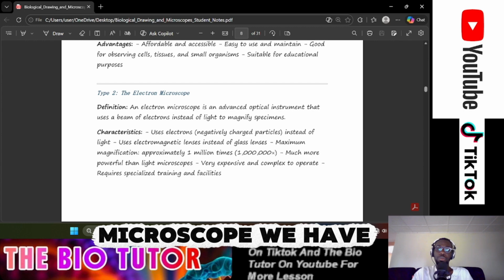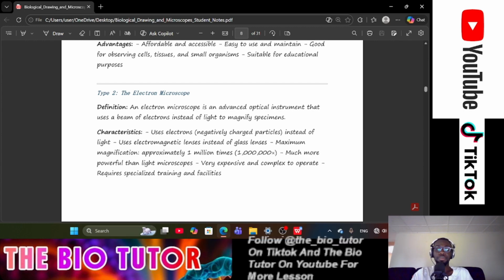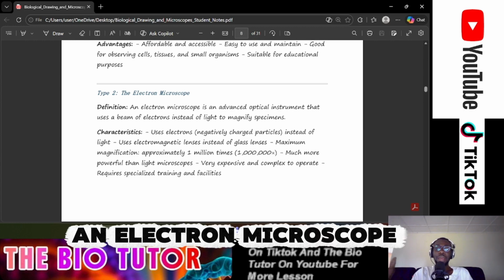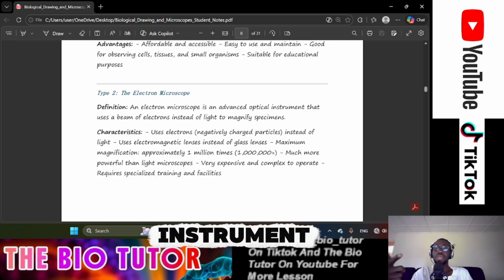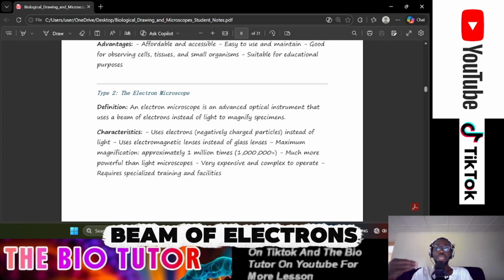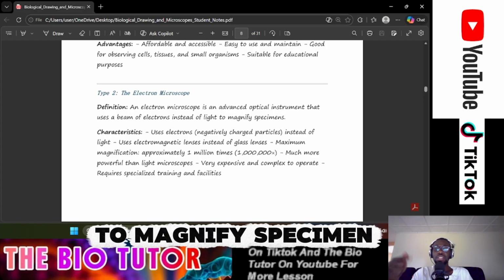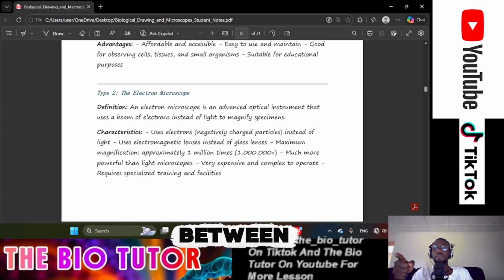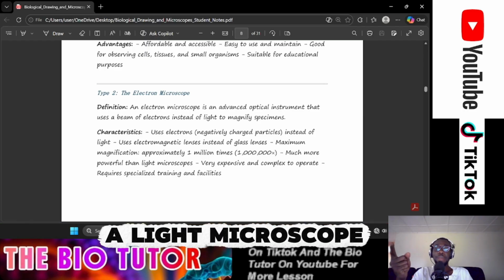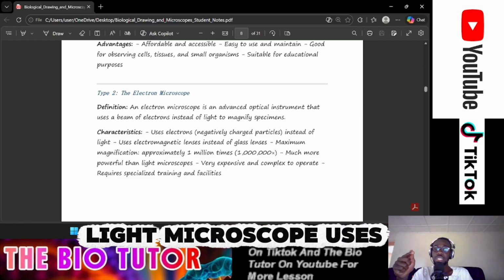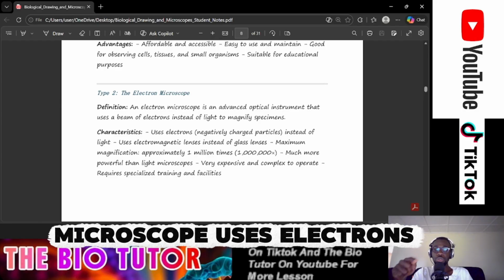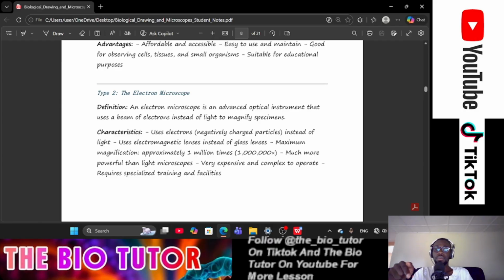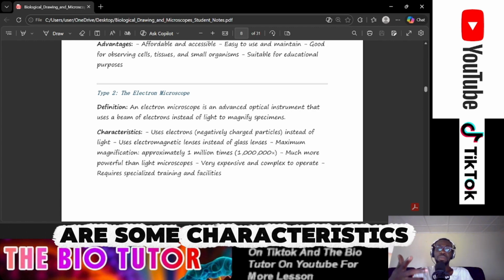We have the electron microscope. An electron microscope is an advanced instrument that uses a beam of electrons instead of light to magnify specimens. So the difference between an electron microscope and a light microscope is that a light microscope uses light, and an electron microscope uses electrons. Okay. Now, what are some characteristics?